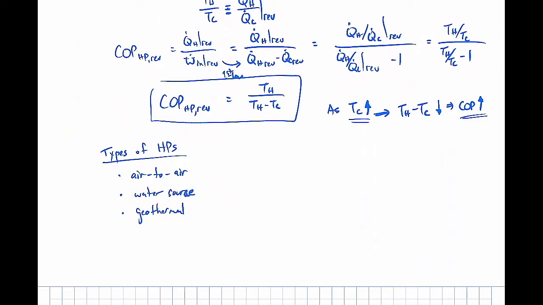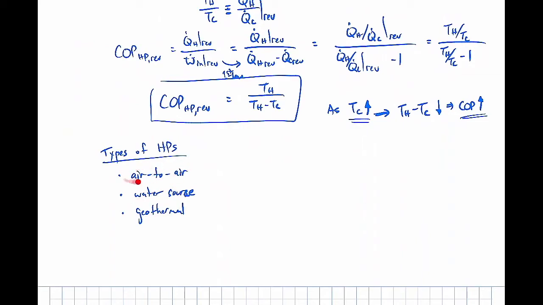Similarly, for a water source like a lake or something like that, in the wintertime, it can get cold, maybe between 30 and 40 degrees Fahrenheit, but it's certainly not as cold as the surrounding air. And again, that water temperature doesn't fluctuate a lot from day to day. So these water source and geothermal cold reservoirs tend to have consistent higher temperatures than the air-to-air heat pump.